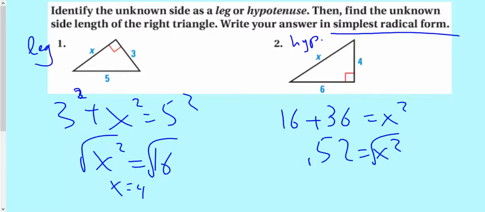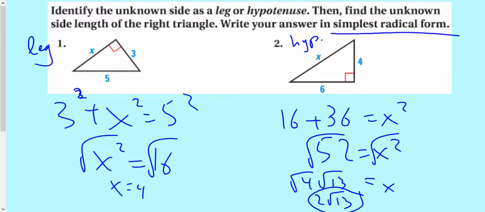Now when I square root both sides here, I'm going to break up 52 into 4 and 13, and that's 2 root 13. And so that would be simplified radical form, or simplest radical form. When you're reducing radicals, look for a perfect square such as 4, 9, 16, 25, 36 that divides out of the number you're trying to simplify.